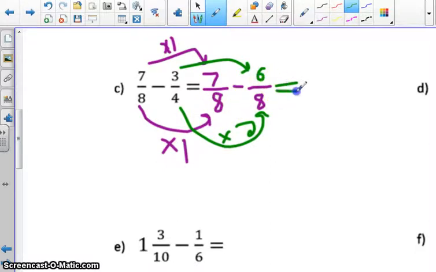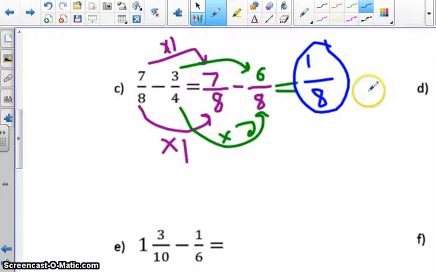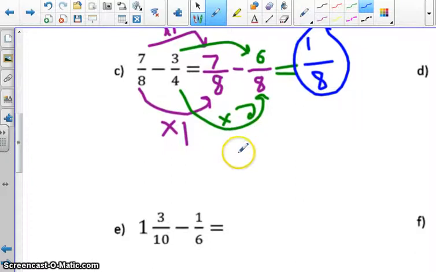Let's change colors here to blue. Now 8 is still on the bottom, and on the top, 7 minus 6 is 1. So after all that work, it's 1/8. 1/8 is the answer. Hard to guess that it would be 1/8 by looking at all these random numbers.